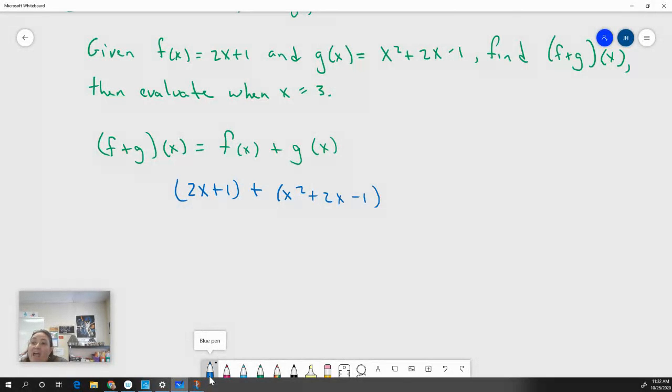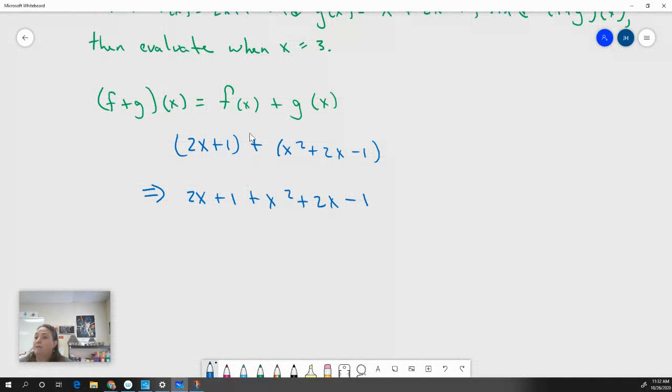And we can just add these together, right? Because we're adding, all we're going to do is combine like terms. Everything can come right out of the parentheses when we're adding. 2x plus 1 plus x squared plus 2x minus 1. And the reason we can pull everything out of the parentheses when we're adding is this plus between them doesn't change the signs of anything. And so we could just go ahead and add everything.